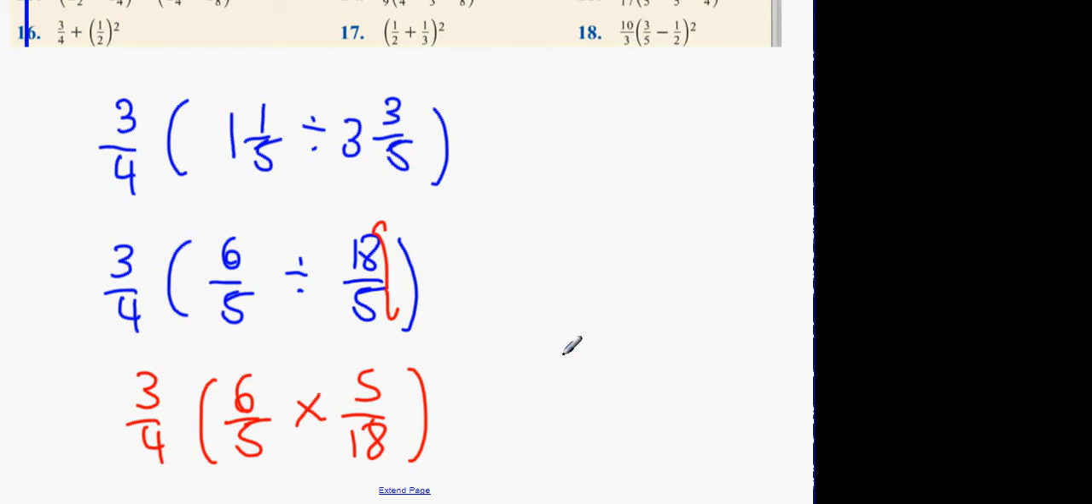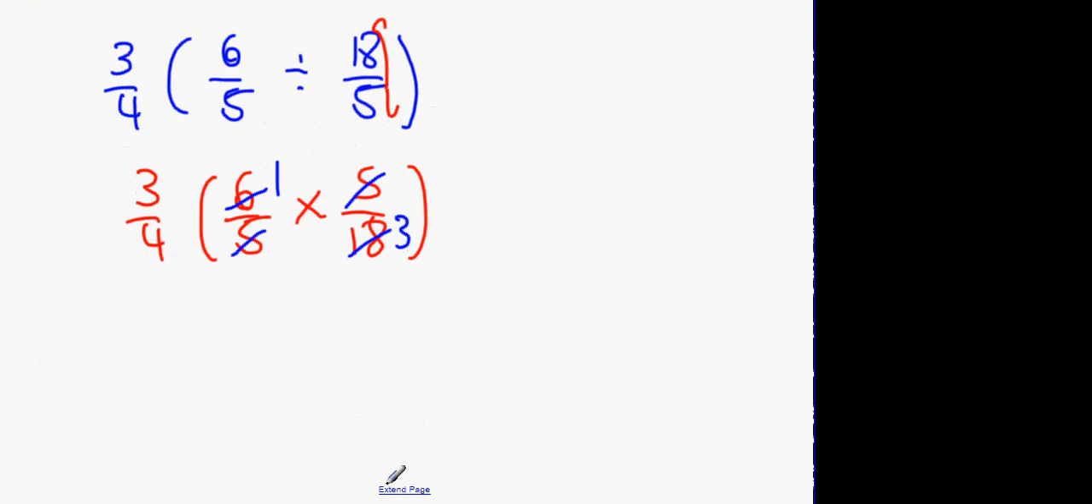Before you can actually start dividing them into each other, 6 into 6 is 1, 6 into 18 is 3, 5 and 5 is 1 and 1. So the answer is 1 over 3. Now it's 3/4 times a third.